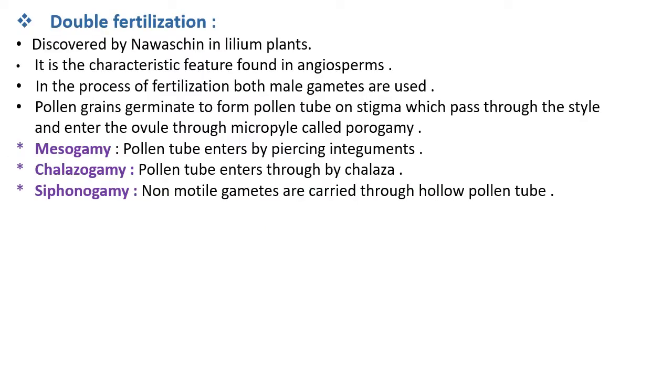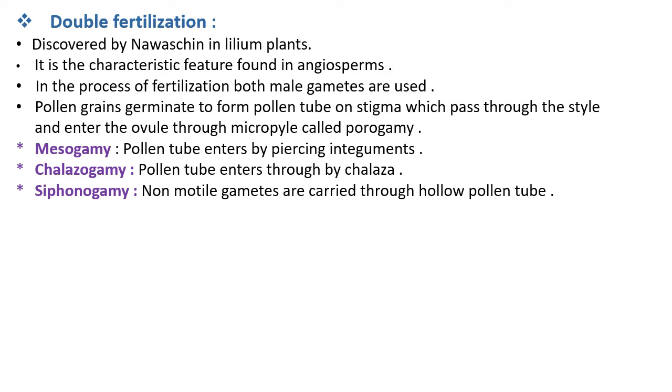Double fertilization is the important step in the process of sexual reproduction in angiosperms. The process was first discovered by a scientist called Nawaschin in Lilium plants. Double fertilization is a characteristic feature found in angiosperms in which both the male gametes are used.